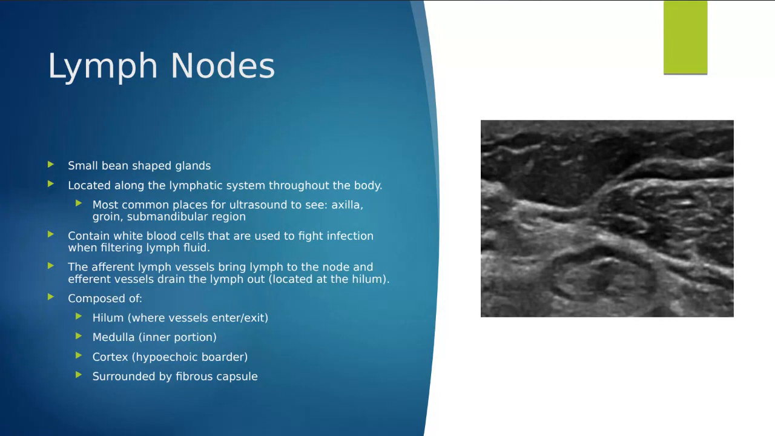So if we're looking on ultrasound here, here is our hypoechoic cortex, nice and thin. Here is our hilum, and here is our medulla. All of this region internally. Okay, so that's exactly what we want to see for a nice, healthy lymph node.